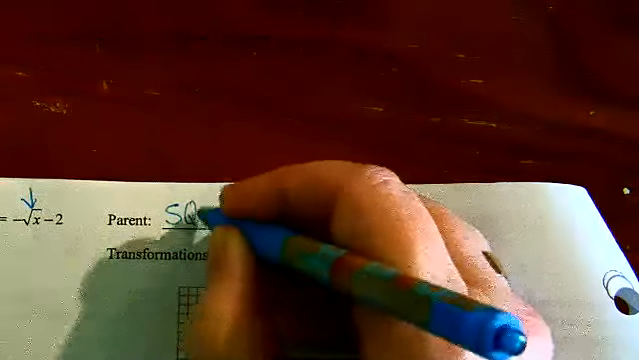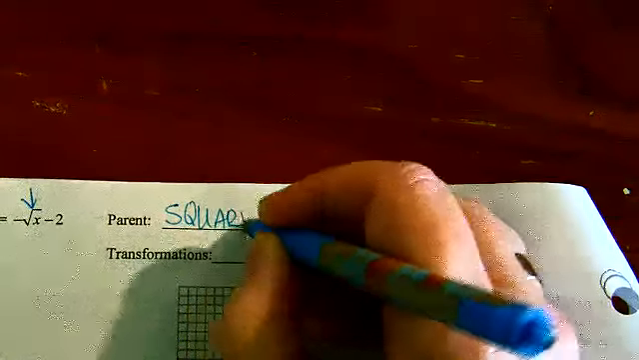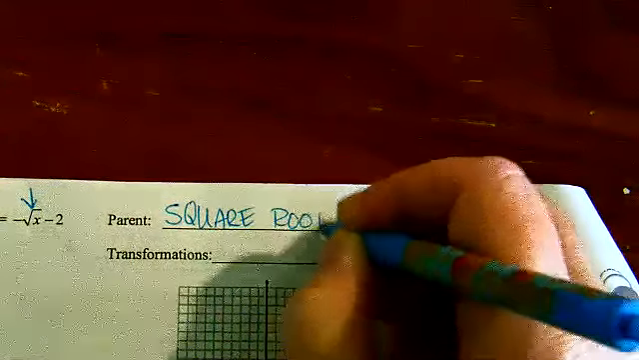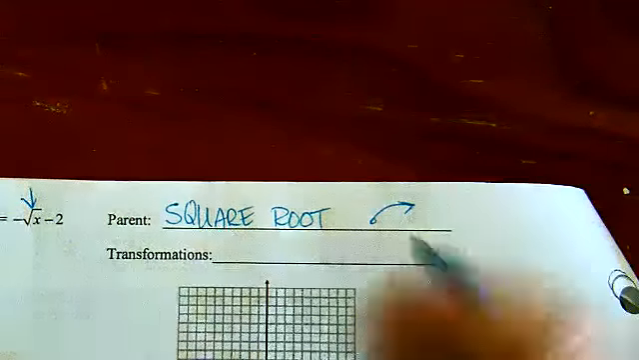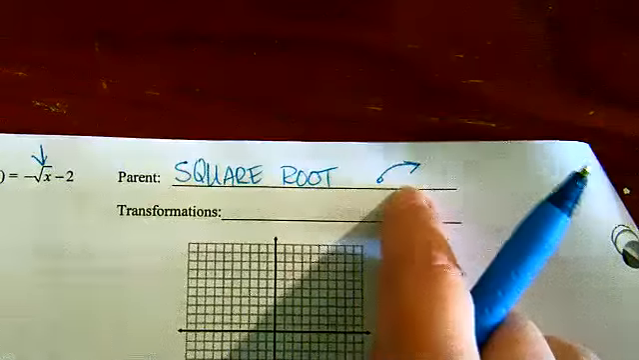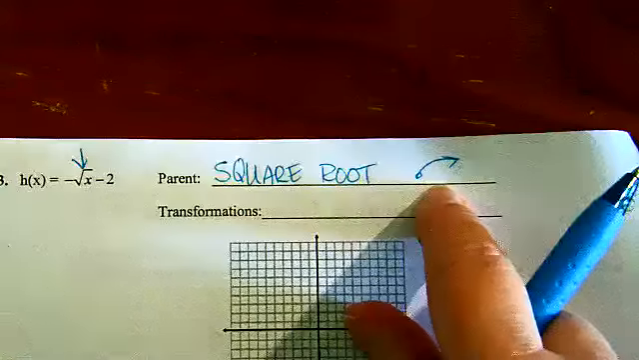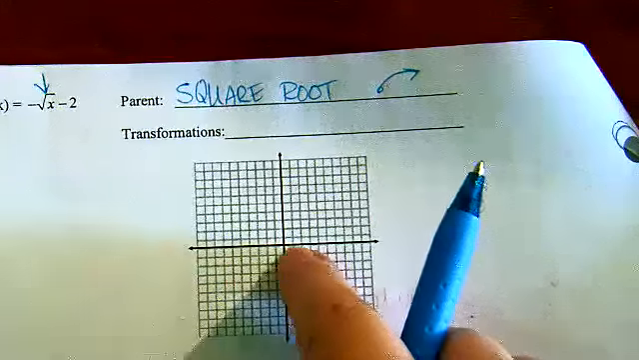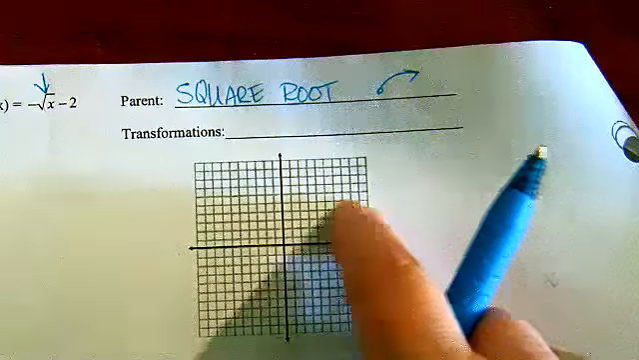So I'm going to put the name of it. You don't really have to do this, but I like to do it because it tells me what shape to draw. So that's the shape, and it usually starts from the origin and goes out like this. This is the one I call the crooked finger.